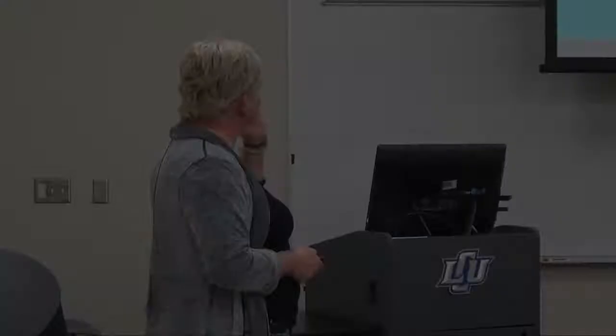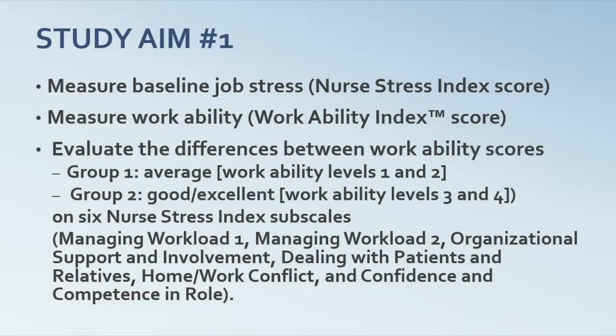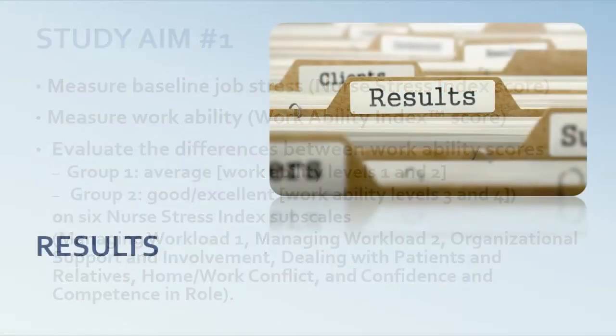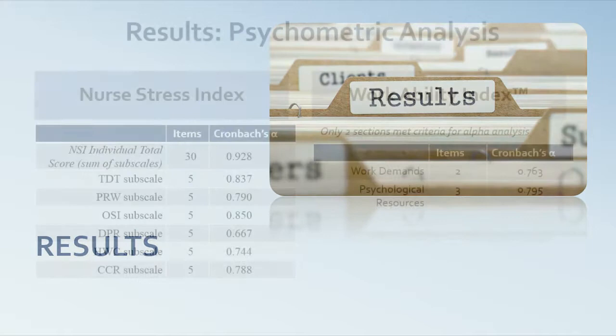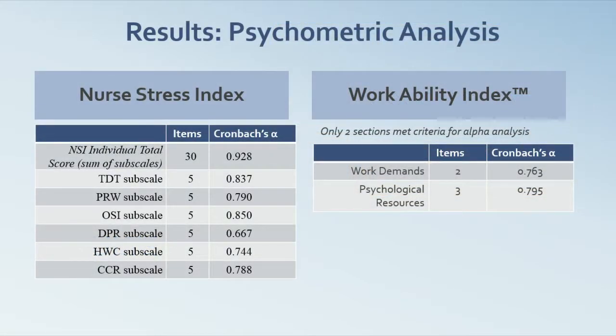So the first aim, I actually had 2 aims and 5 research questions, and we're just going to look at the aim 1 stuff here. So I measured the baseline job stress and the workability scores. And let's see, what did I get? Surprising results, of course. So here's my Cronbach's alpha.